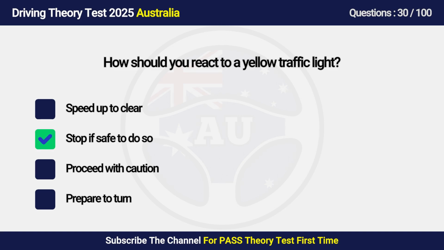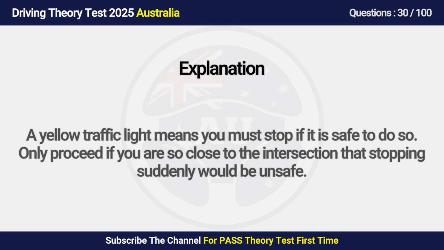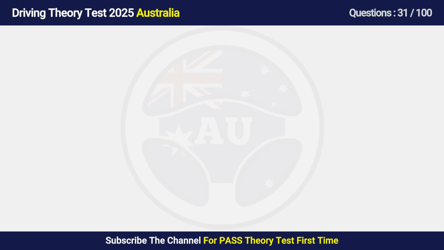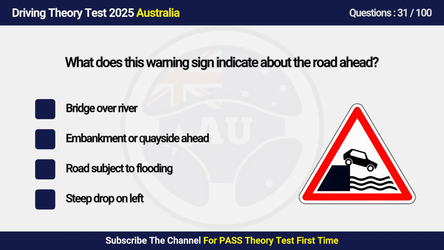Answer is B. Stop if safe to do so. A yellow traffic light means you must stop if it is safe to do so. Only proceed if you are so close to the intersection that stopping suddenly would be unsafe. Question 31. What does this warning sign indicate about the road ahead?